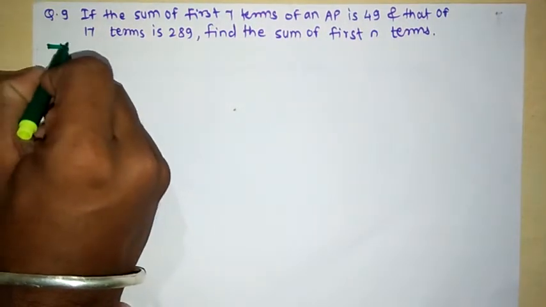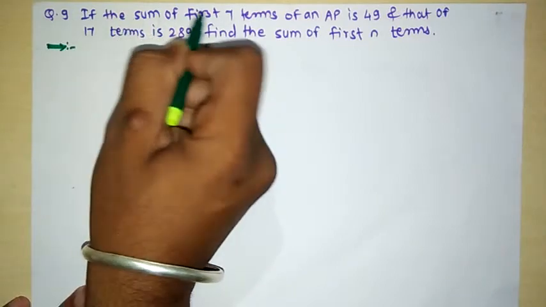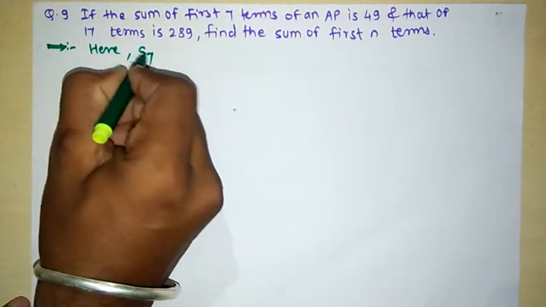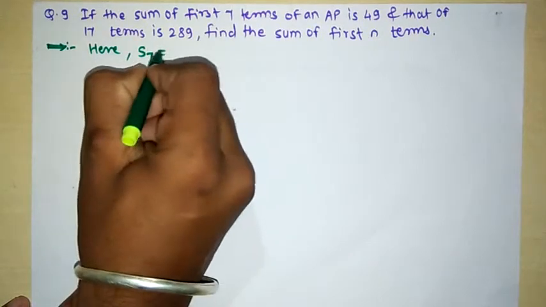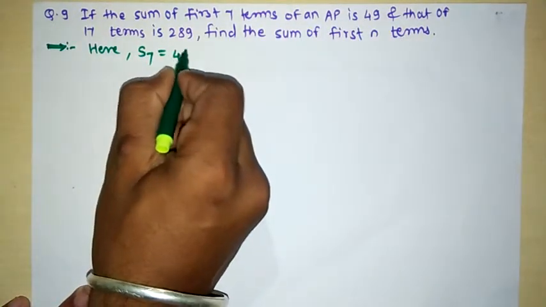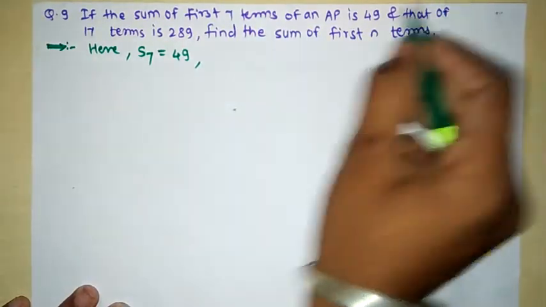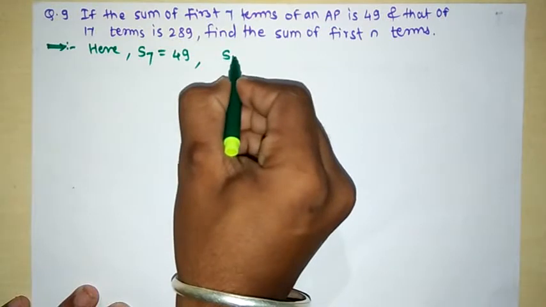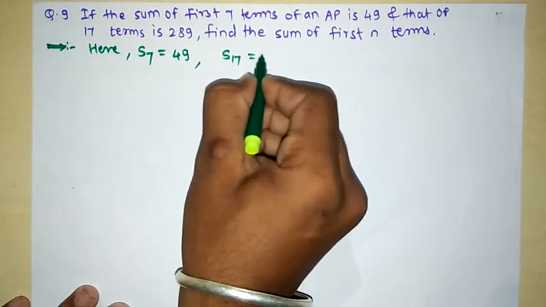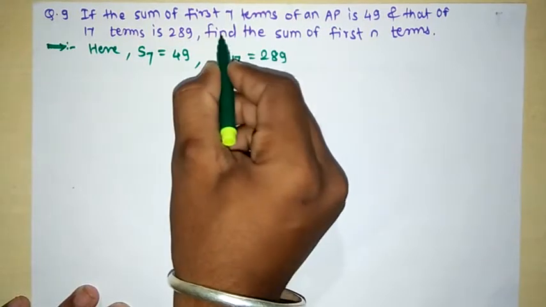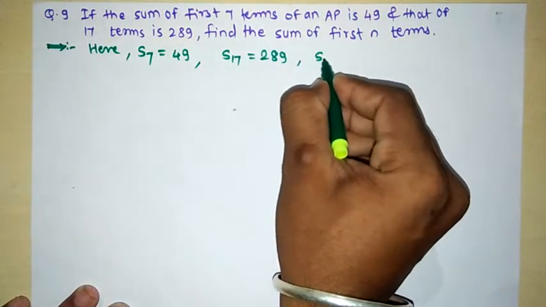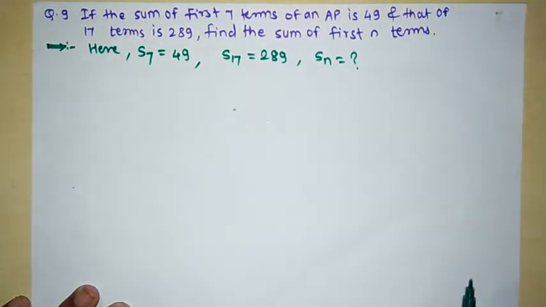Here, what is given? Sum of the first 7 terms, that is S7, is equal to 49. Then the sum of the first 17 terms, S17, is equal to 289. Now what do we have to find here? We have to find the sum of the first n terms, that is Sn. Let us see how to find it.